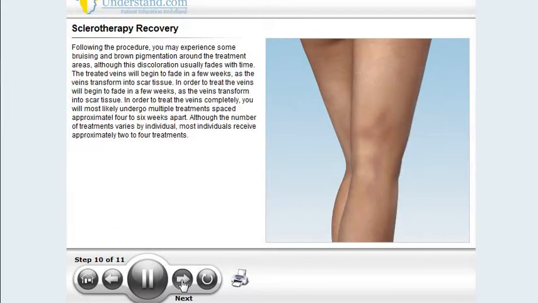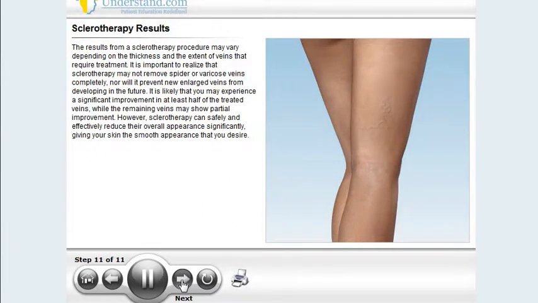Following the procedure, you may experience some bruising and brown pigmentation around the treatment areas, although this discoloration usually fades with time. The treated veins will begin to fade in a few weeks as the veins transform into scar tissue. In order to treat the veins completely, you will most likely undergo multiple treatments spaced approximately 4 to 6 weeks apart. Although the number of treatments varies by individual, most individuals receive approximately 2 to 4 treatments.